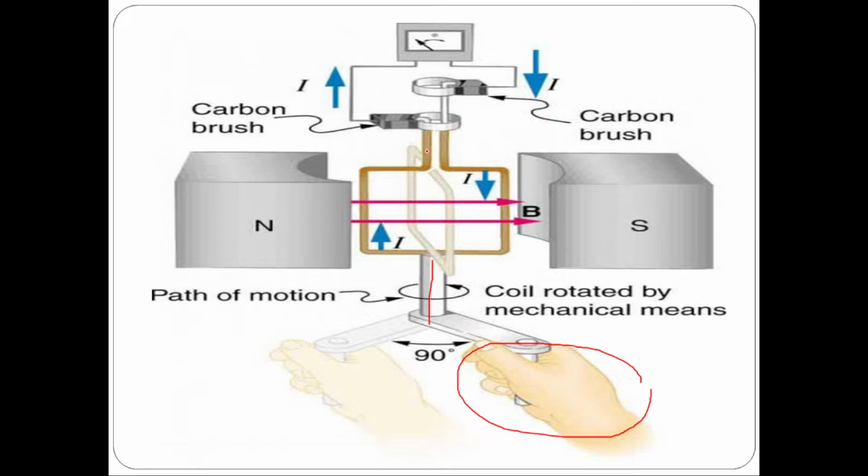I amperes of current, you can see I here, I amperes of current flows through the coil. Because of mechanical work, the input is mechanical energy and the output is what? Electrical energy. So the generator's function is what? It converts mechanical energy into electrical energy.